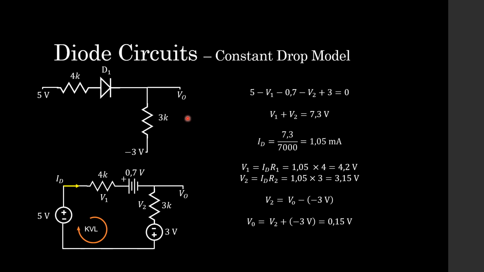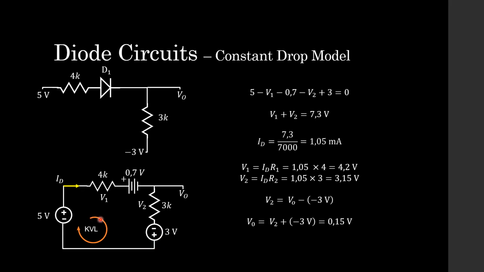I know that I personally struggle with that, so my thing is I just simply redraw the circuit. So looking at this circuit, if we were to redraw it, this is much easier for me to analyze. We have our 5-volt source, 4K resistor. We've now replaced our diode with the constant drop model, which is a 0.7 volt source. And we have our 3-volt source. Remember, this was minus 3 volts, so I simply spun it around.